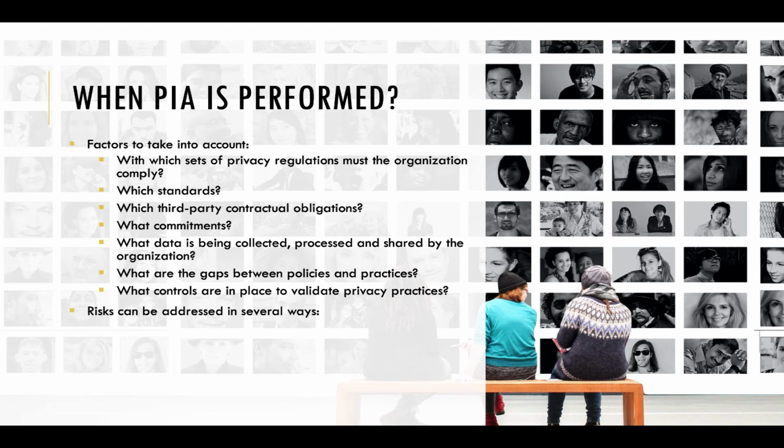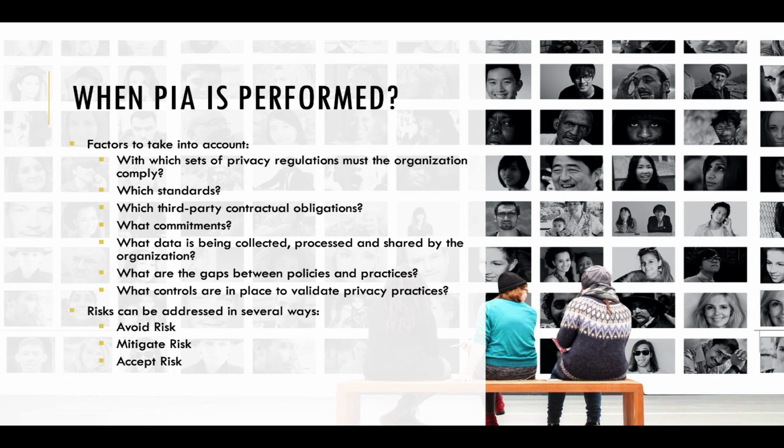Let's use the possibility of a breach exposing credit card numbers as an example of how to address a privacy risk. First is avoid risk. The organization can decide that it will no longer process credit card transactions. Instead, it will rely on a third-party service to process them. Mitigate risk. The organization can decide to encrypt the credit card number during collection and storage, and place tight restrictions on access to credit card data.